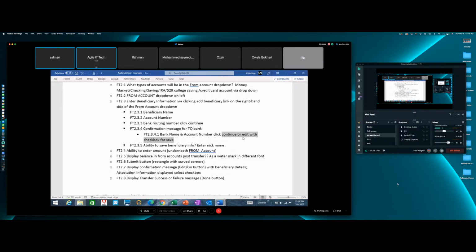So if I have the checkbox selected, what am I trying to do with the checkbox? Saving. You want to save the beneficiary. So say if you're sending money to mom, do you want to save mom as a future reference for sending future money, or one and done with mom?